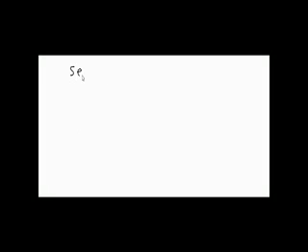Getting on my nerves, pencil. Secant 5 pi over 3. Now for this, I'm going to think about what's cosine pi over 3. Then I'm going to flip it. Then I'm going to see if it's positive or negative.